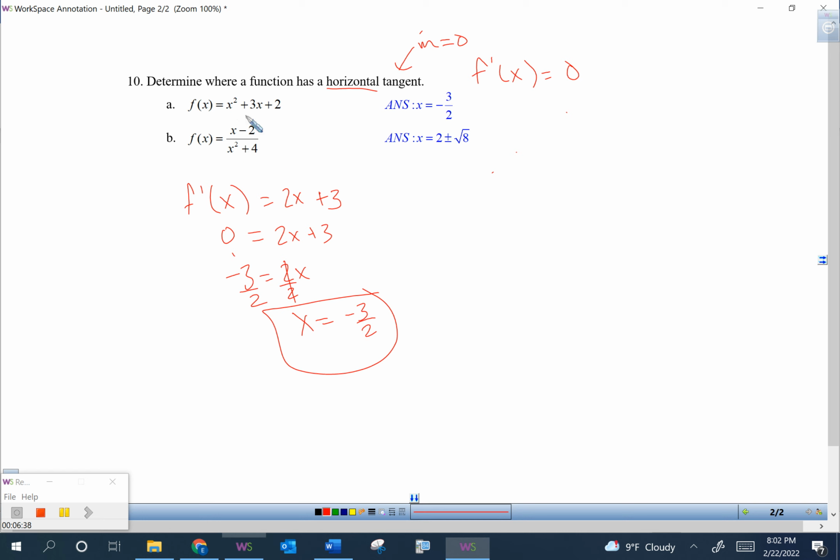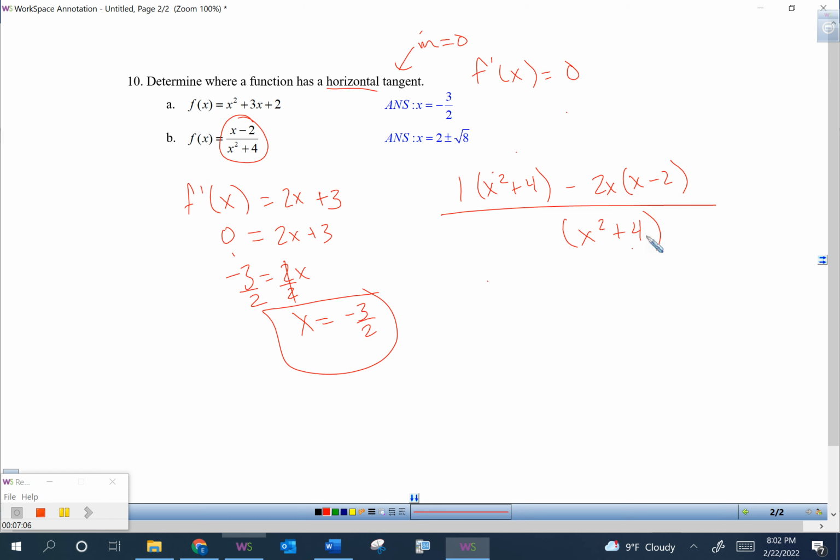Second part, okay, this is a quotient rule. So remember we're doing derivative of the first one, so that's just 1, times the second thing, minus the derivative of the second thing, so that's 2x, times the other one, all divided by the bottom squared.